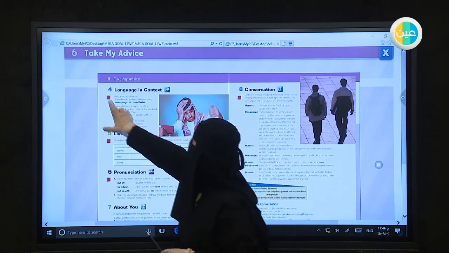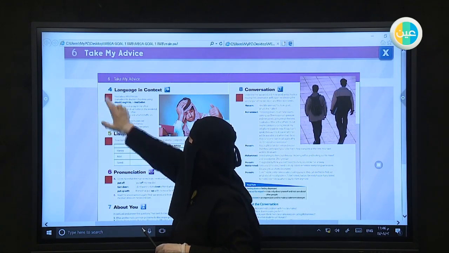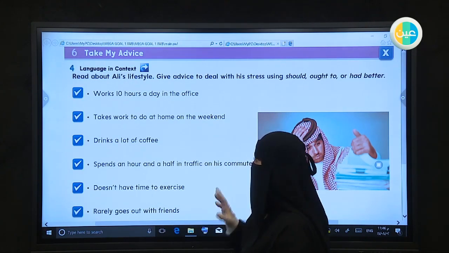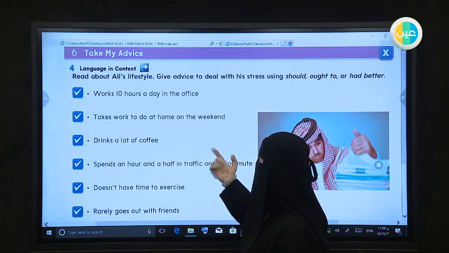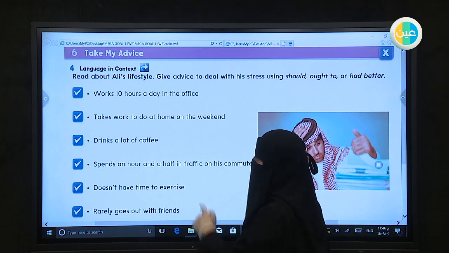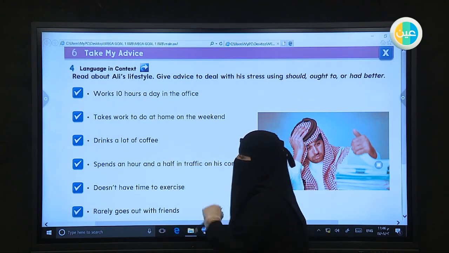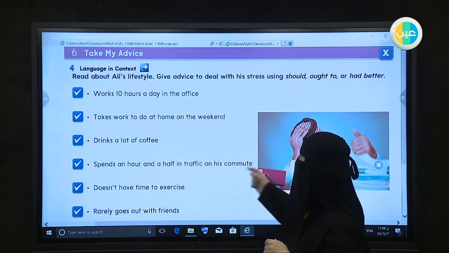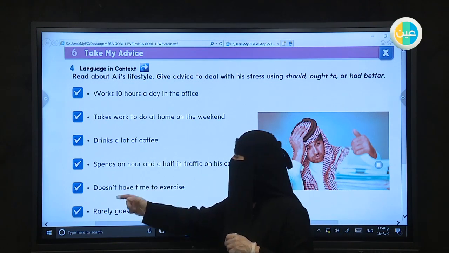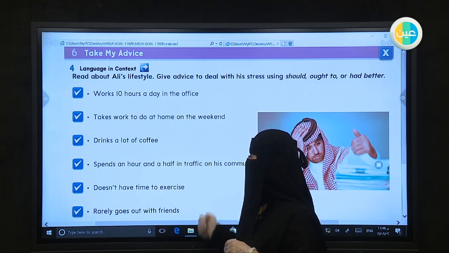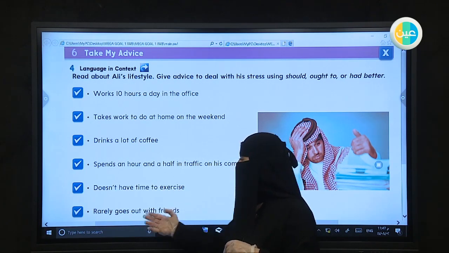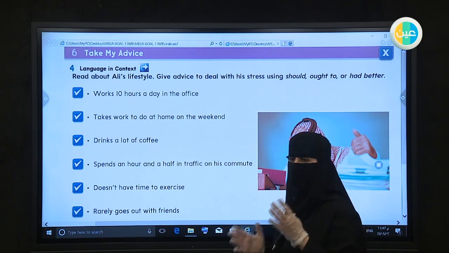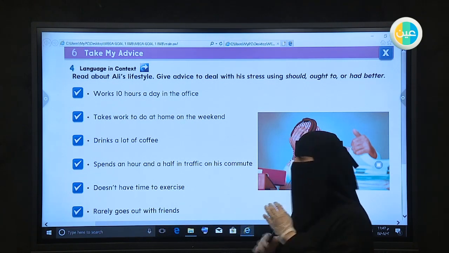Ali works 10 hours a day in the office. Number 2, takes work to do at home on the weekend. Number 3, drinks a lot of coffee. Number 4, spends an hour and a half in traffic on his commute. Number 5, doesn't have time to exercise. And 6, rarely goes out with friends. Let me check how we should use modal auxiliaries with these sentences.